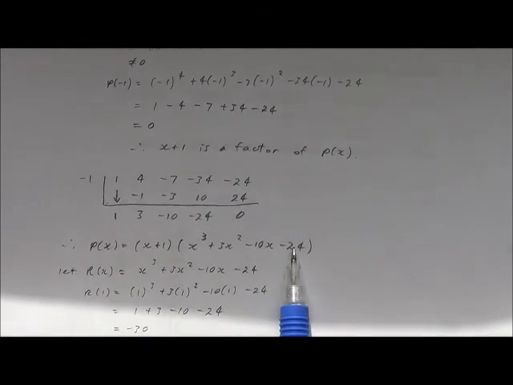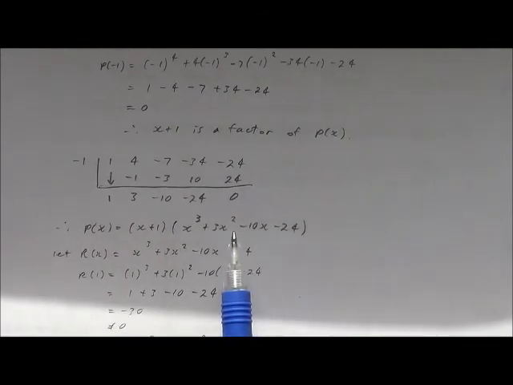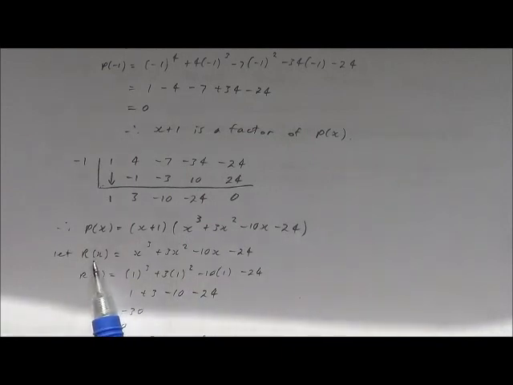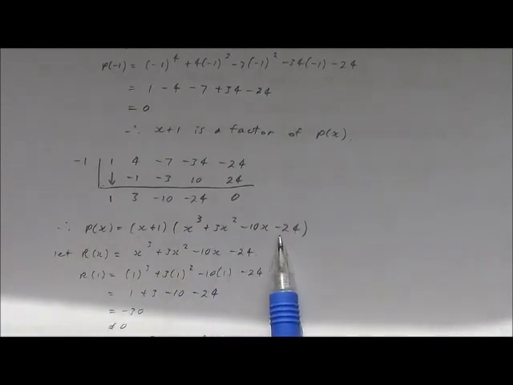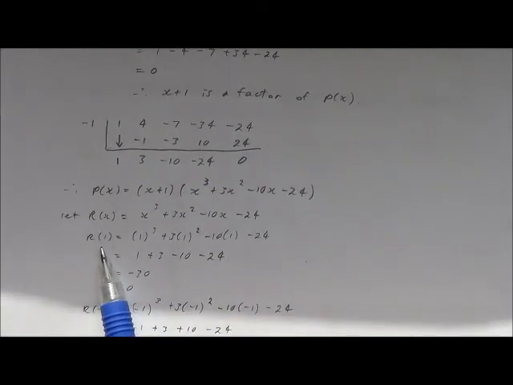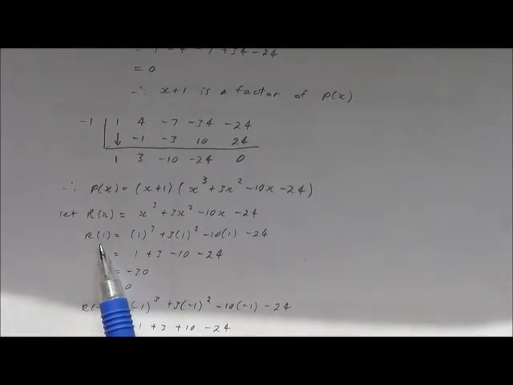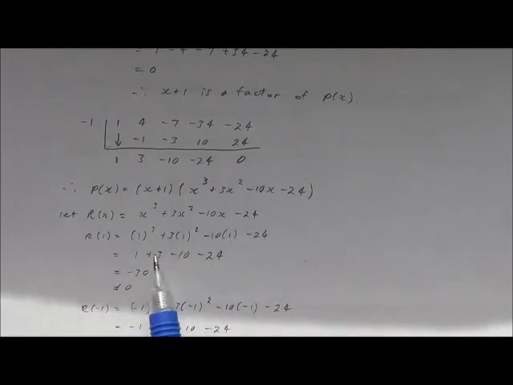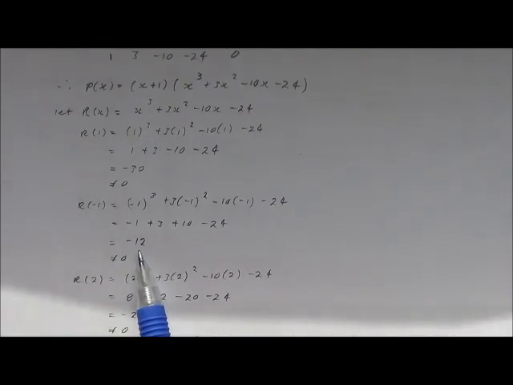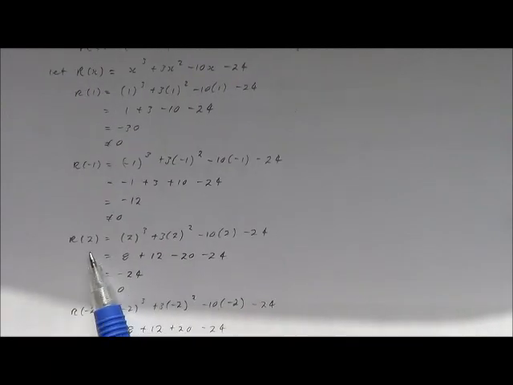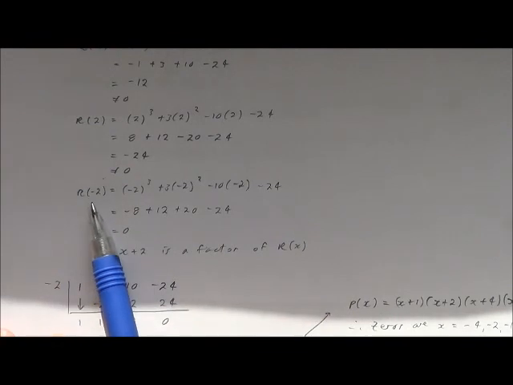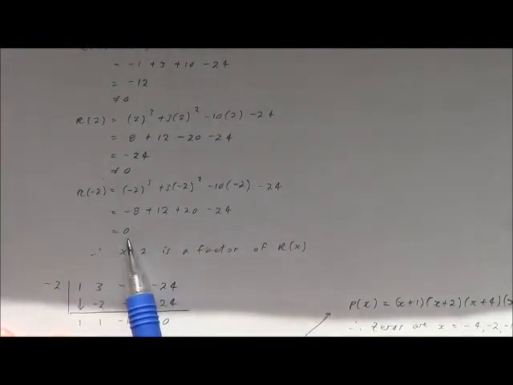So now what we're going to do is do the same thing over again. Start out with this part. So I'm going to let r of x equal this polynomial here, and then start substituting in values. R of 1 gives us negative 30, which is not 0. R of negative 1 is negative 12, which is not 0. R of 2 gives us negative 24, which is not 0. R of negative 2 ends up giving us 0.